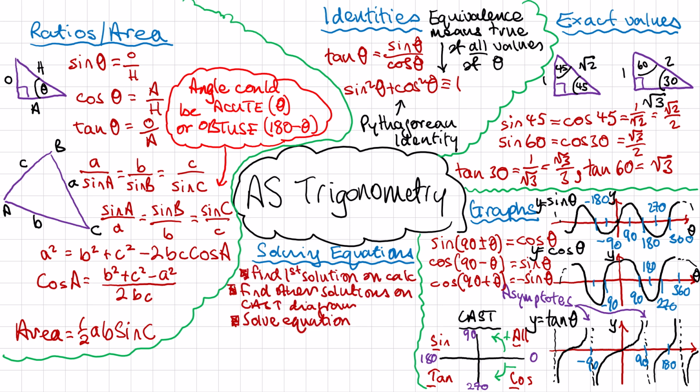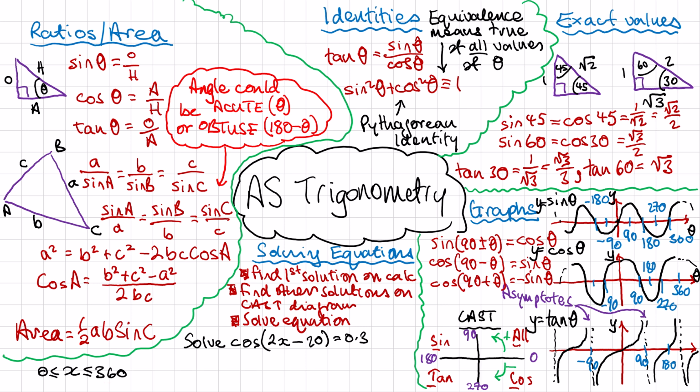So the steps are: you find the first solution or the principal solution on your calculator, you find the other solutions on a cast diagram or graph if you prefer, then you solve the equation. So I'm going to give an example. Okay, so let's say we want to solve this equation: cos(2x − 20) = 0.3 in the range between 0 and 360 degrees.